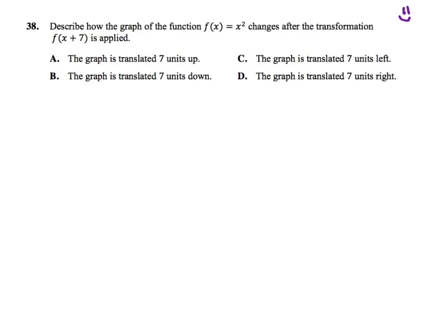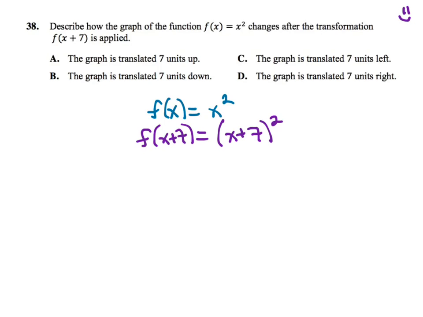Okay, number 38. Describe how the graph of this function, that's the parent function, changes after the transformation f of x plus 7 is applied. We haven't done this for a while. When we're saying f of something, we're saying plug this in for x. So when we're saying f of x equals x squared, now we'll have f of x plus 7 equals, well, instead of x, we'll have x plus 7 squared.